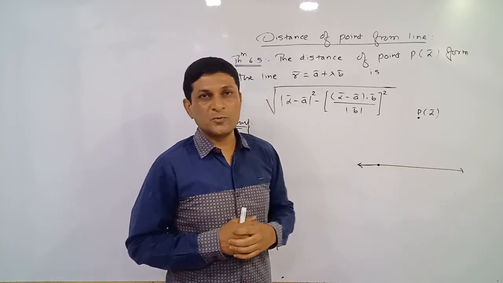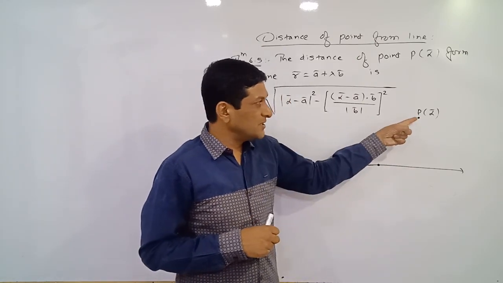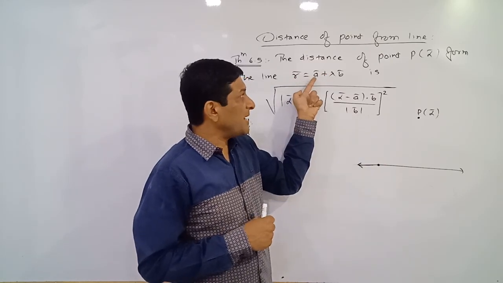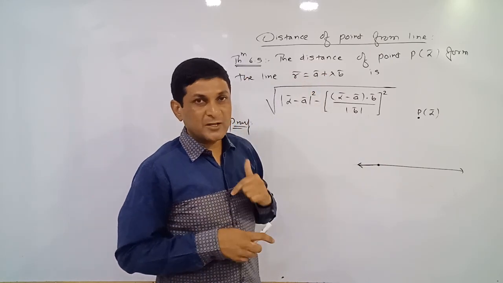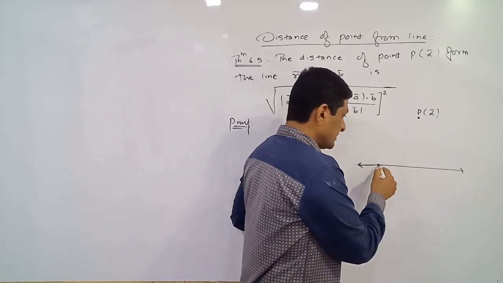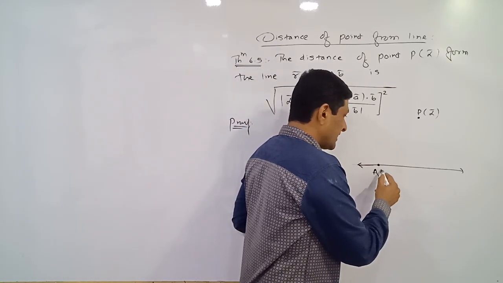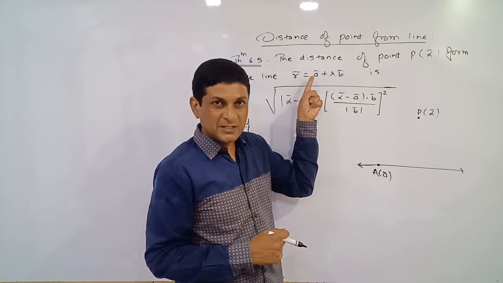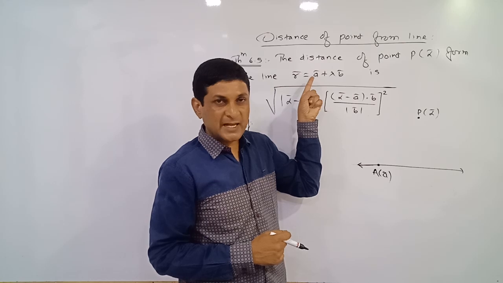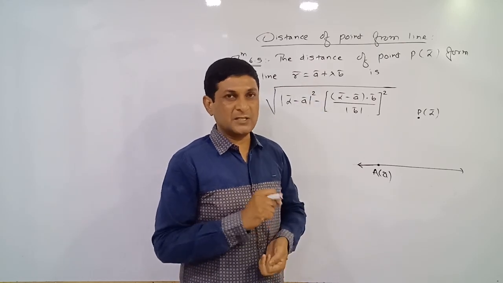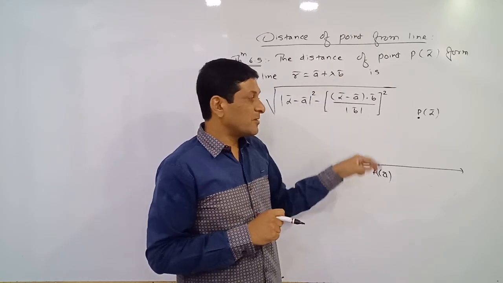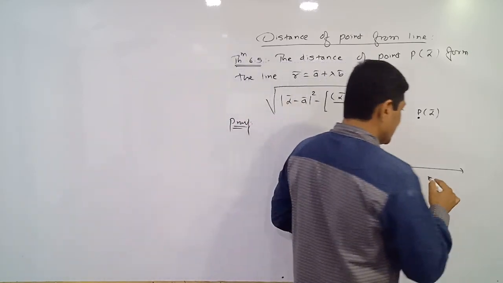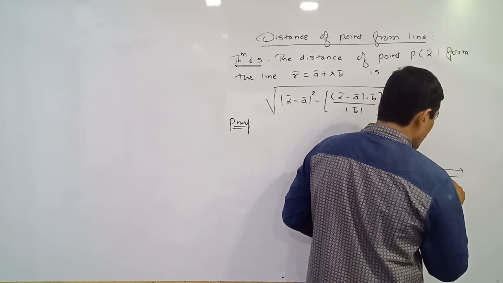Well, now let us try to prove this formula. One point is given to us and the equation of the line is also given. Now, what is a bar? a bar is the position vector of one point on the line. Let us suppose this is a point A on the line and its position vector is a bar. And what is b bar? b bar is a vector along the line, or a vector parallel to the line.